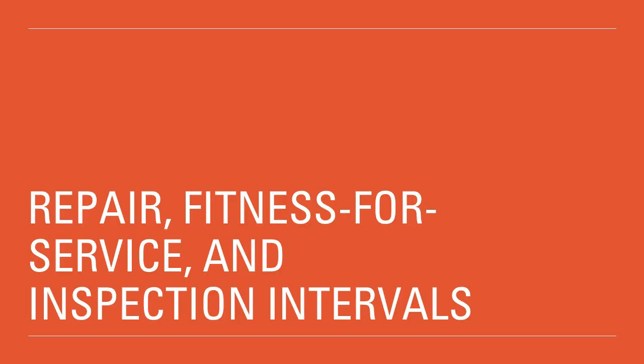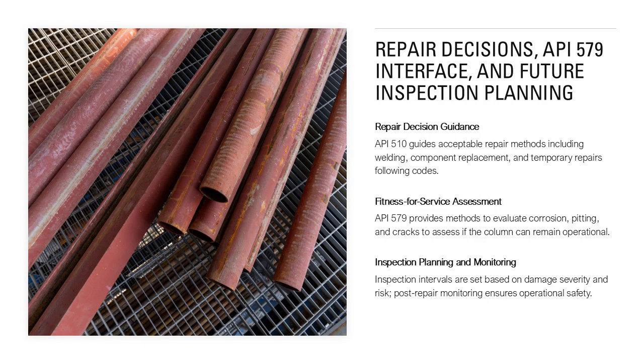Repair decisions, API 579 interface, and future inspection planning. When inspection findings indicate that a column or its components no longer meet minimum thickness or integrity requirements, appropriate repair or replacement actions must be considered. API 510 provides guidance on acceptable repairs and alterations, including welding repairs, component replacement, and temporary repairs under controlled conditions. All repairs must be performed in accordance with approved procedures and applicable construction codes.